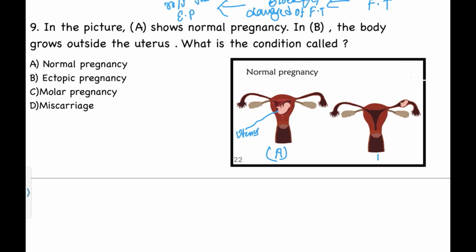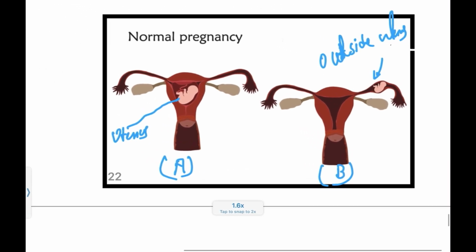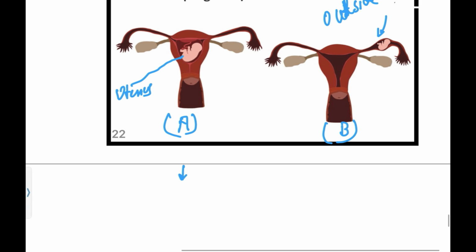Now, option B. This will be option B, obviously. So, in option B, the fetus grows outside the uterus. Here, outside the uterus. So, what is this condition? Now, if I elaborate this picture, you can see this is the normal pregnancy. Why is this normal pregnancy? Because fetus grows in uterus.